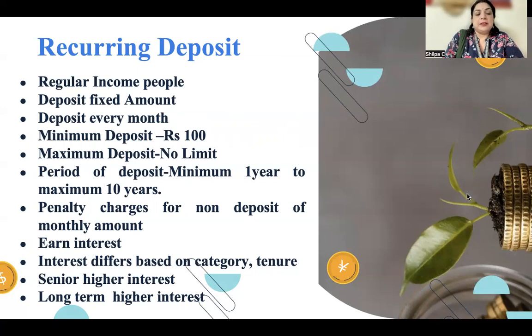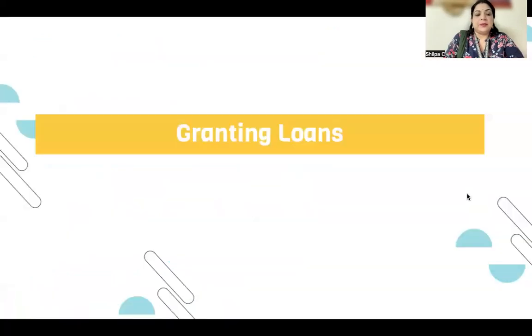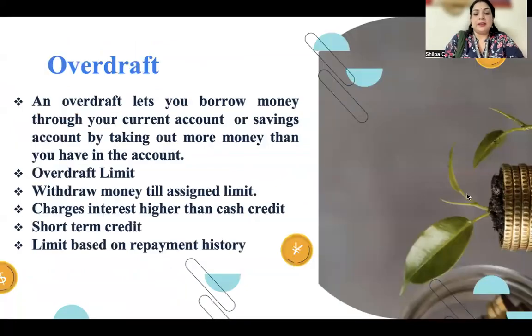It also helps in earning interest, and this interest differs based on the category and tenure. Senior citizens earn a higher rate of interest, and a longer term will also attract higher interest. Moving on to the second primary function of a bank, which is granting loans.